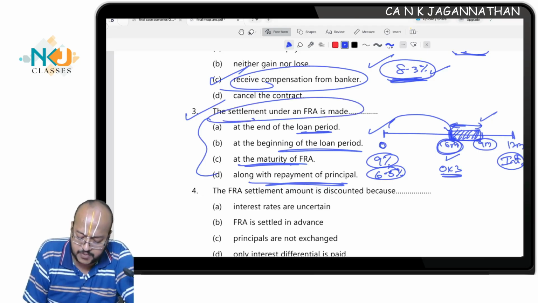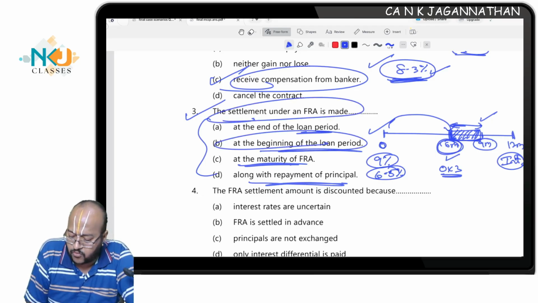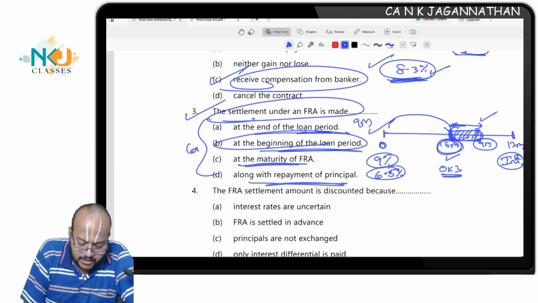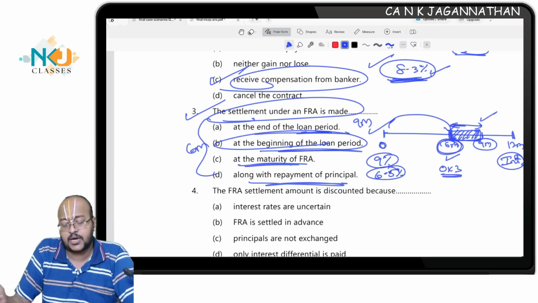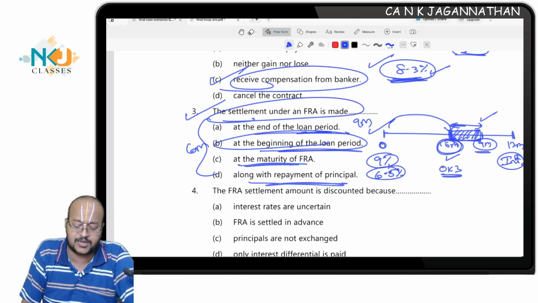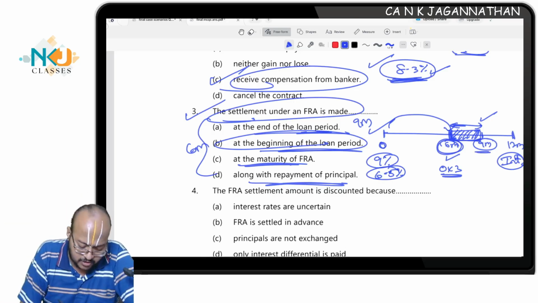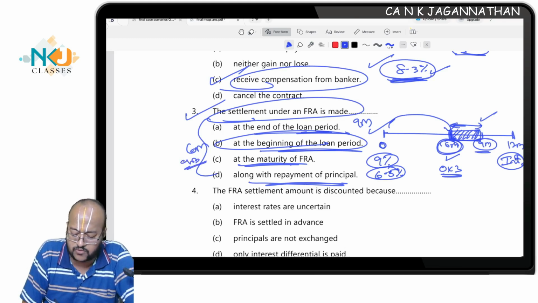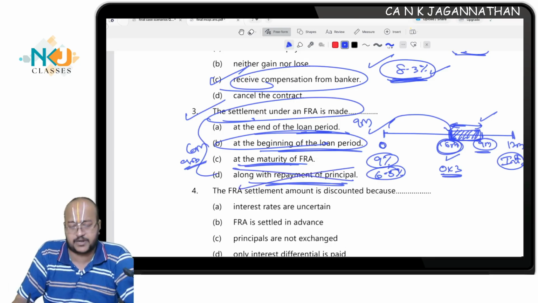The settlement of FRA is made at the beginning of the loan period. What they are effectively asking, at the end of the loan period, I mean 9 months, at the beginning of the loan period, 6 months, at the maturity of FRA, which means when will FRA mature? Really speaking, the 9th month only will be maturing. Anyway, it will be different. The repayment of principal has no connection; it will happen at the end of the 9th month.